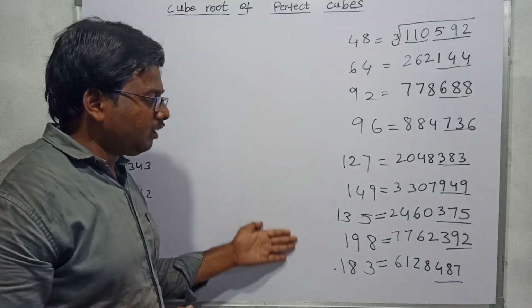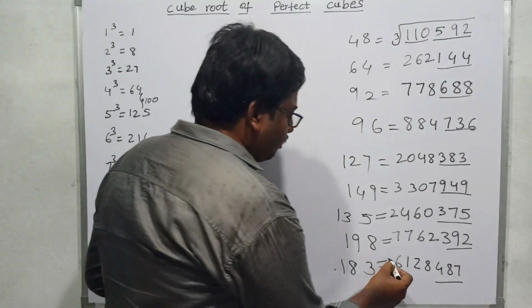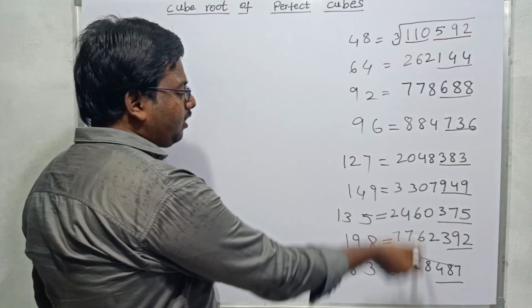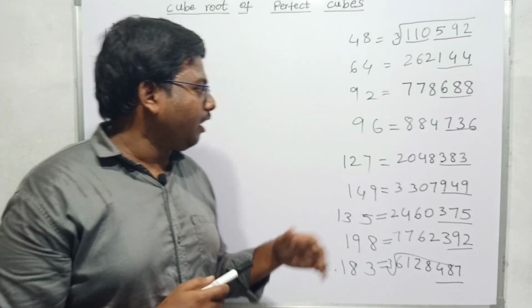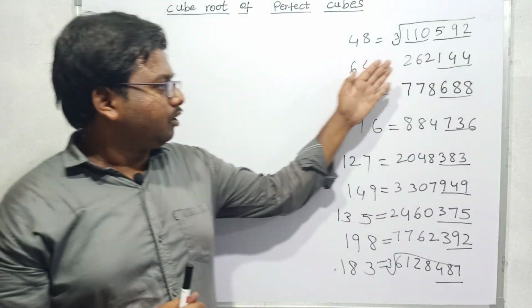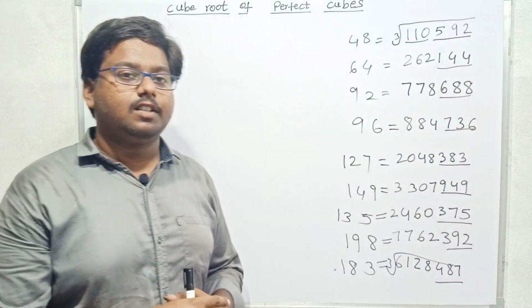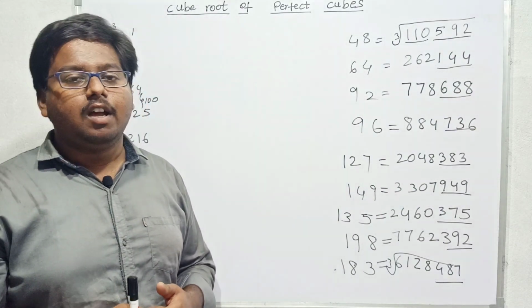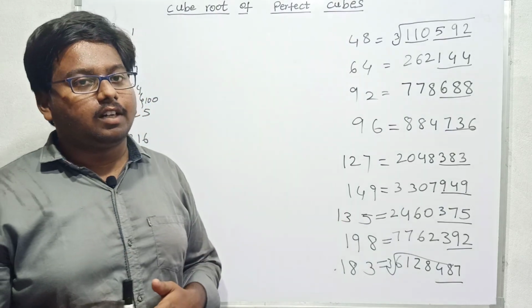In this way you can calculate the cube roots of perfect cubes. These are the perfect cubes, and these are the values of their cube roots. If you doubt how we know that these are perfect cubes, we can decide that a number is a perfect cube based on the problem. In 90% of the cases we can decide by seeing the options and the type of problem.